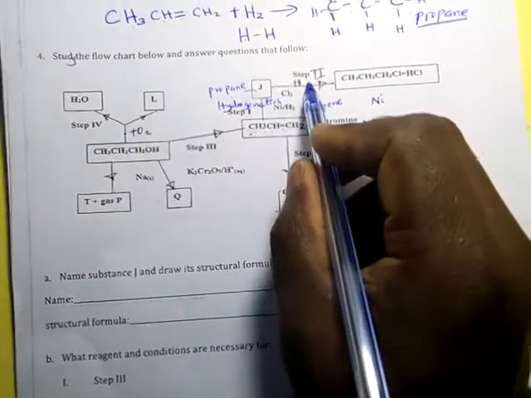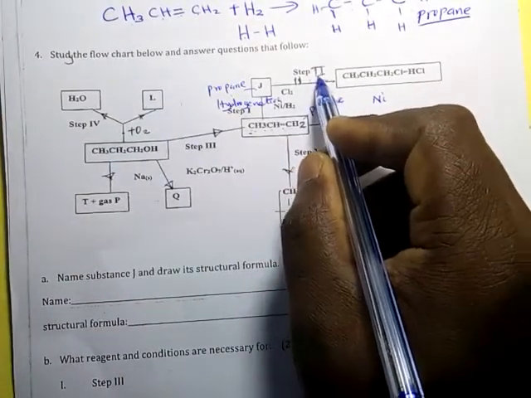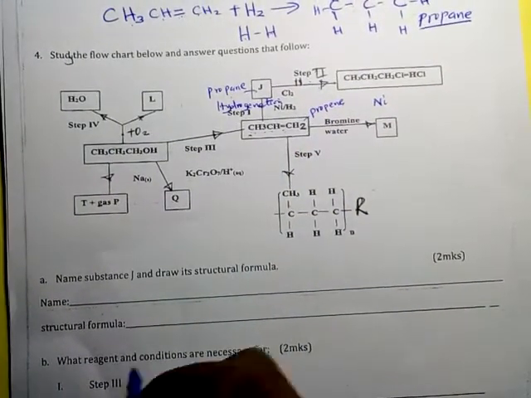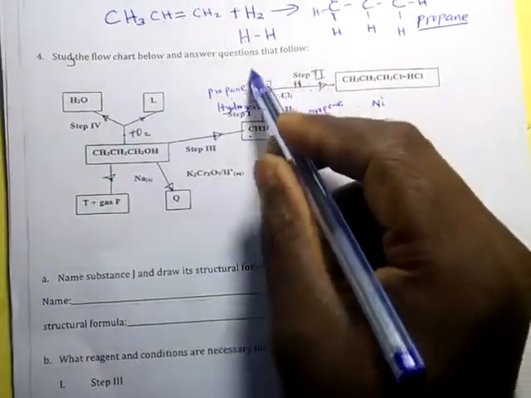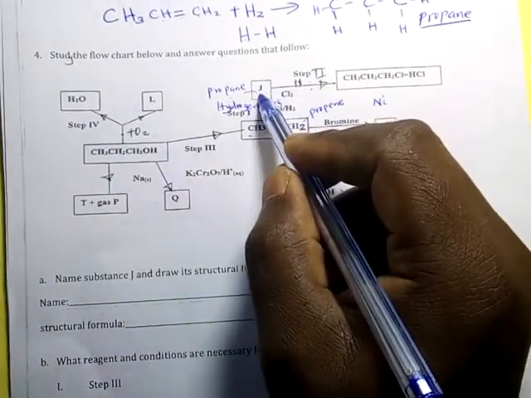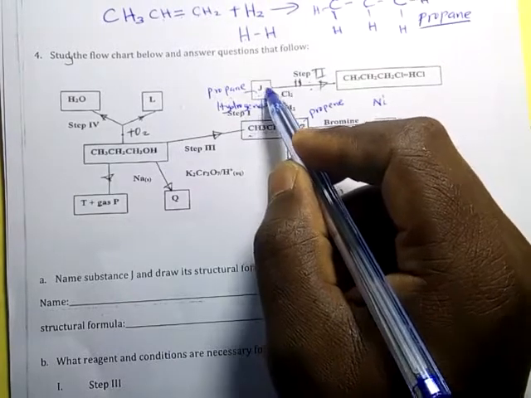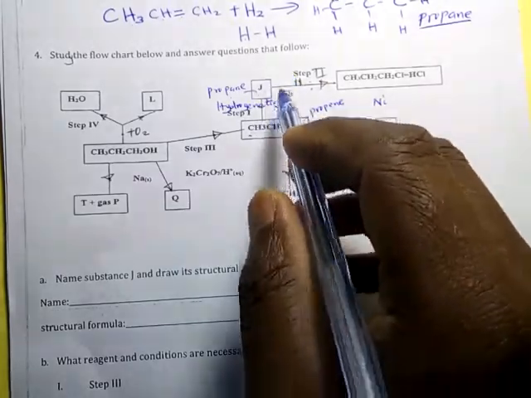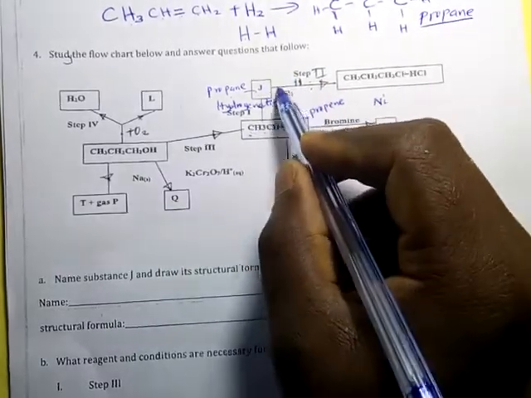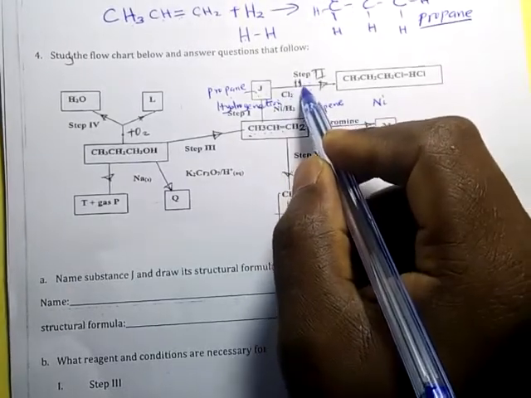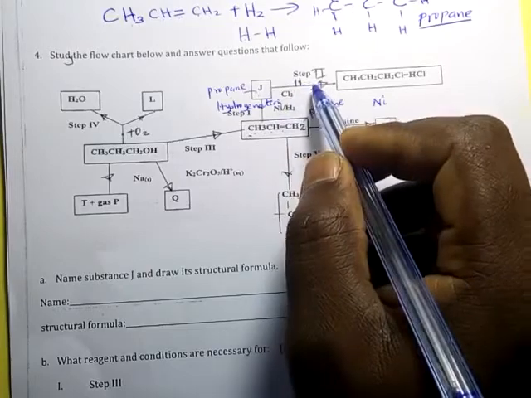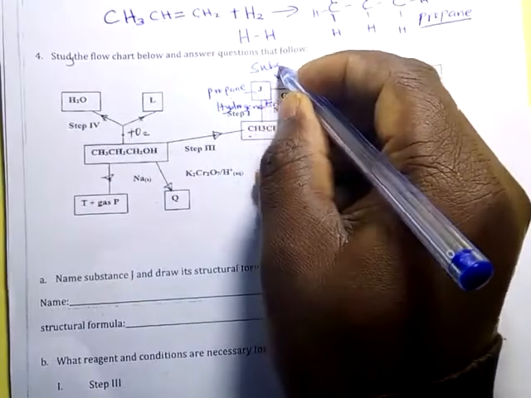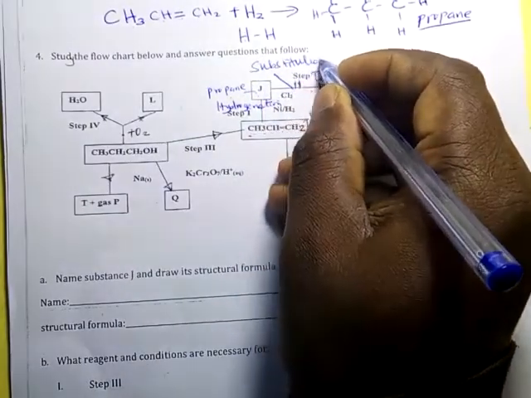Let us go to step 2. What is happening in step 2? We have found that this one is an alkane. Remember, alkanes do not react because they are saturated. If they are saturated, and we are adding chlorine, what happens is that we have a substitution reaction. So alkanes undergo substitution reactions.